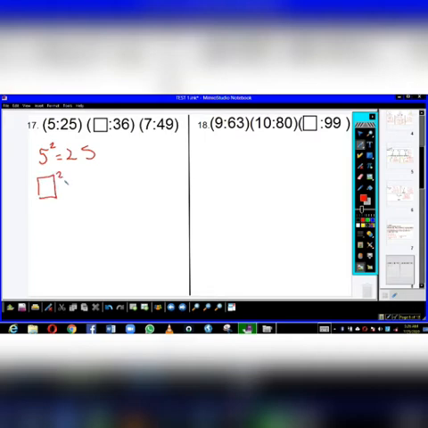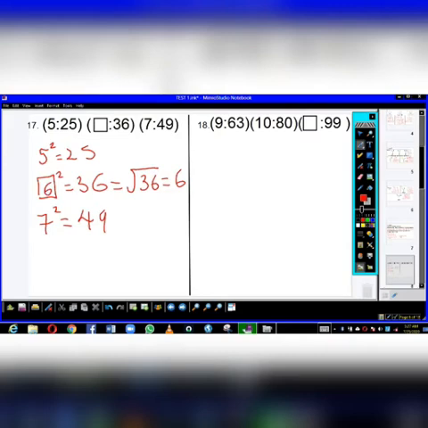Box square is equals to 36. 7 square is equals to 49. Now the question is, how do we find the missing number? Here we are going to find the square root of the given number, that is 36, and that is equals to 6. So the value of the missing number is 6.